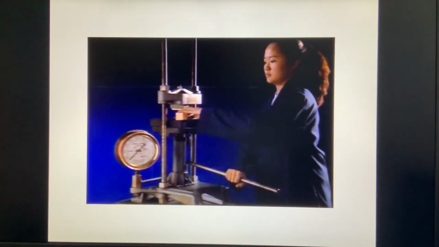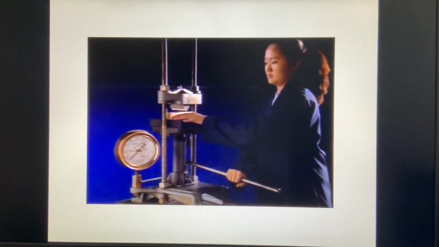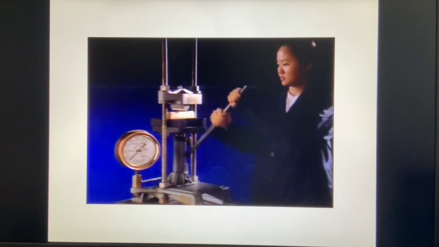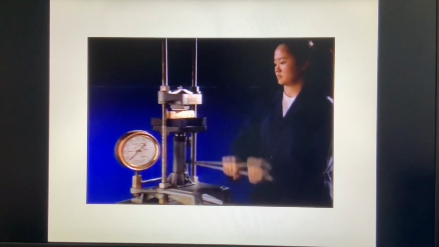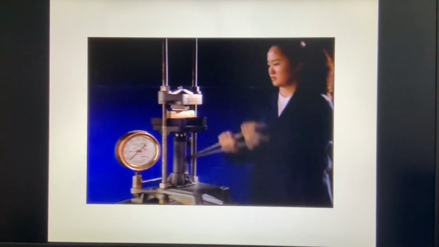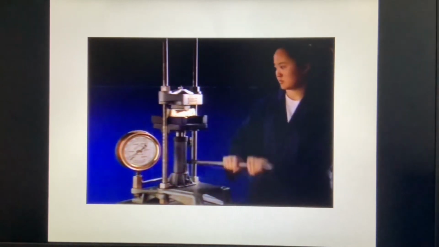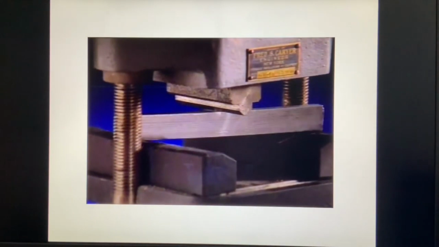This hydraulic press will be used to show how fluid pressure can multiply a small input force into a large output force. Pressing this lever down with the force of two hands is enough to break a piece of wood or bend a thick piece of metal.